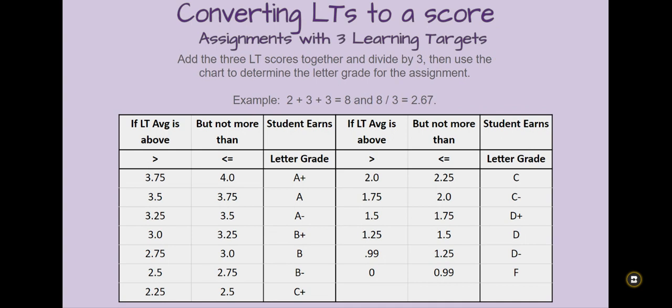If you have 3 learning targets, like a 2, a 3, and a 3, that totals up to 8 points. And then you divide by 3, because it's always divide by how many you've got. So 2 plus 3 plus 3 is 8 divided by 3 is 2.67. So now we have a number that's not on the chart exactly. So 2.67 is above a 2.5, but not more than 2.75. So a 2.67 would be a B-.